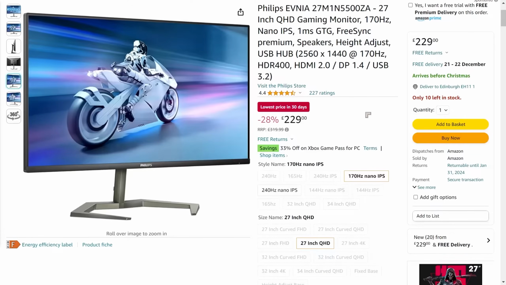HDR 400 means about 350 nits. It does have HDR, but like I say, I think HDR is neither here nor there on the Windows platform. It comes in with a 170 Hertz refresh rate, which is excellent for gaming, but with a 1440p monitor, 170 Hertz is going to require a fairly powerful graphics card if you want to play at that level. You'll need a decent CPU, but the CPU is not really the key thing.